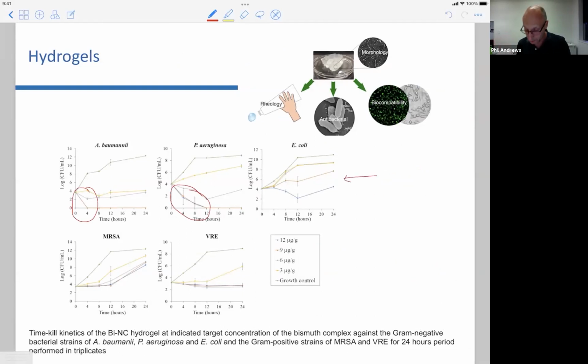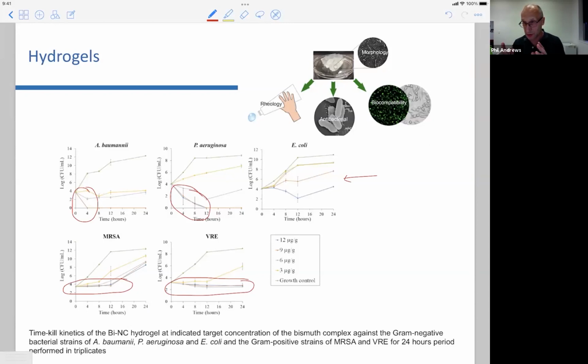It seems to be much more bacteriostatic. And against MRSA, again, we have a bacteriostatic effect, but eventually that wears out. And against VRE, we have a bacteriostatic effect. So we don't have a bactericidal effect like we do against baumannii and aeruginosa, but we're definitely getting an effect, a bacteriostatic effect, against the other drug-resistant bacteria.